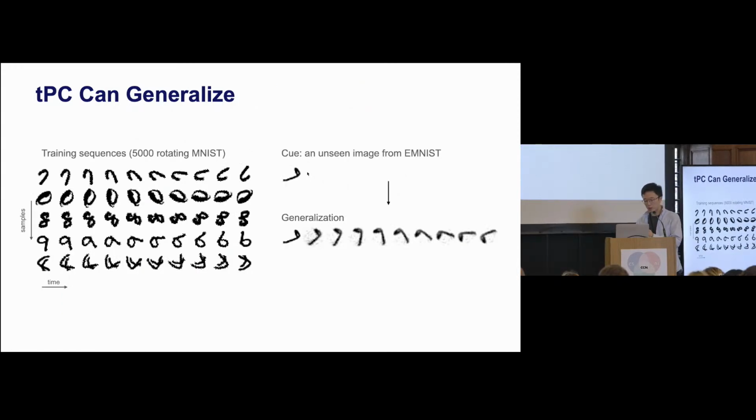And now, moving on from memory, we took one step further and did some preliminary explorations into the generalization capability of temporal predictive coding. During the training phase, we presented this TPC with 5,000 rotating MNIST digits. Each row on the left is one sample, which is an MNIST digit that's rotating. And during testing, we provided this model a cue, which is an unseen image that we sampled randomly from the EMNIST dataset. We found that this model can generalize this rotational structure well to this unseen digit and rotate this unseen character successfully.